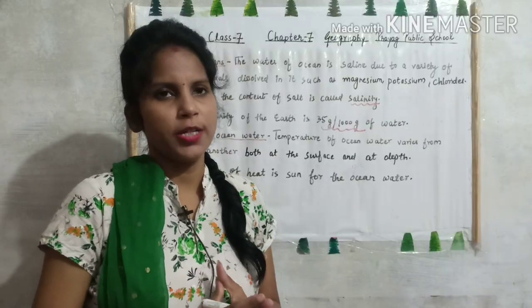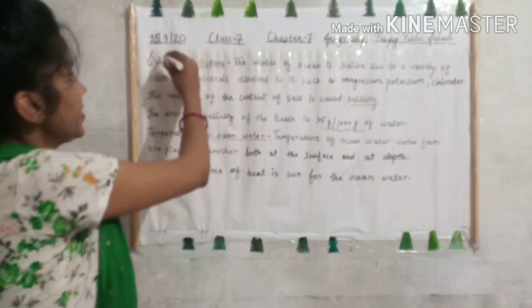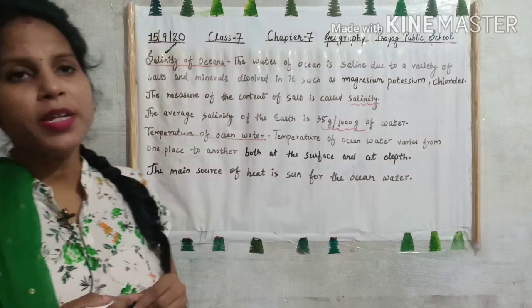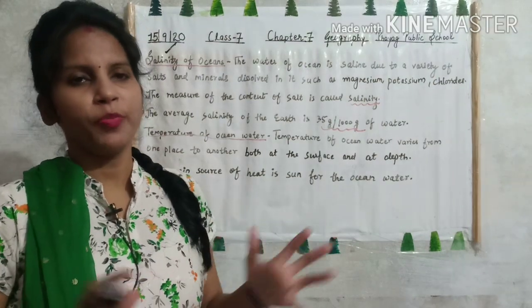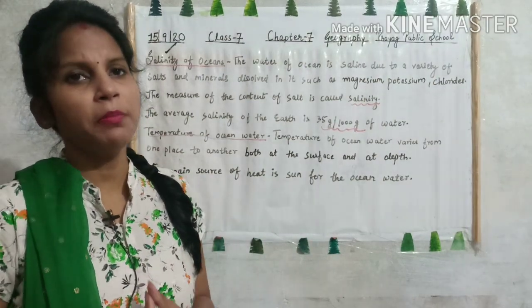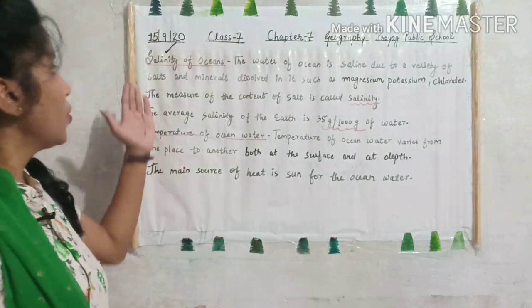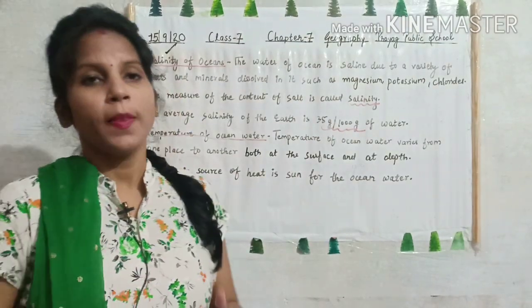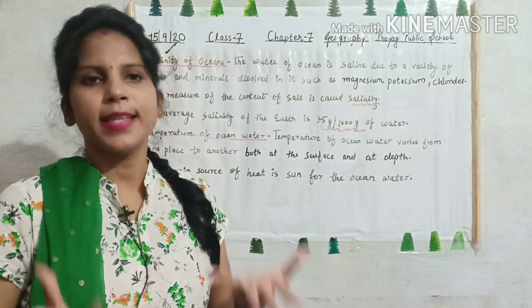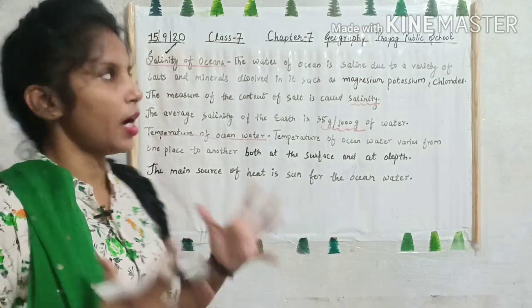Salinity of oceans. What do you mean by the word salinity? Salinity means the amount of salt present in water, which in Hindi we call khara pan. So salinity of ocean: we know that the water of the ocean is saline or salty.